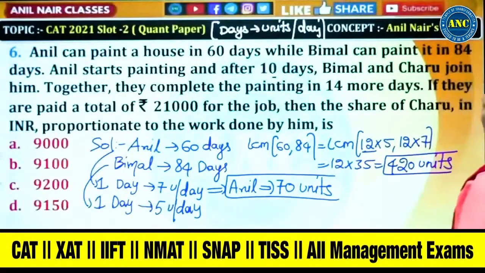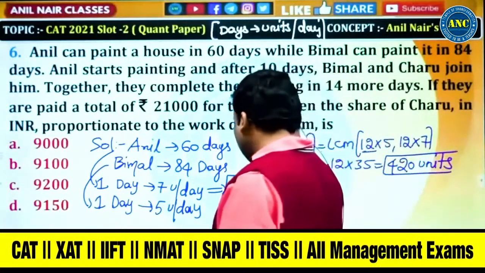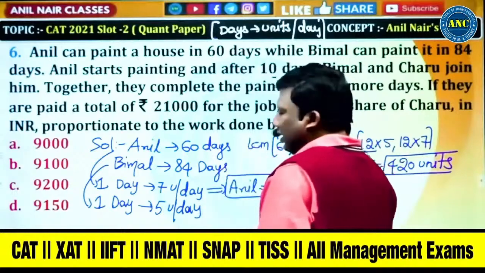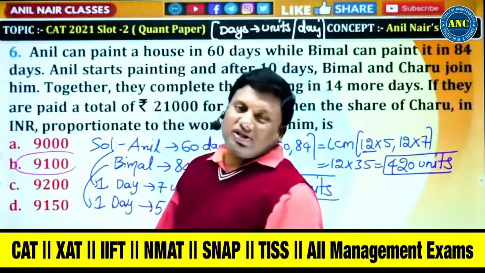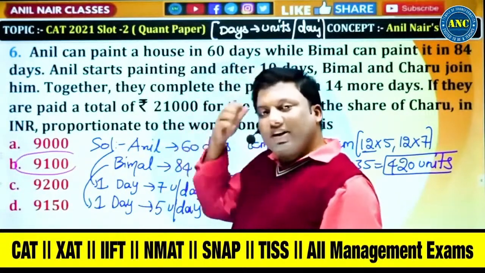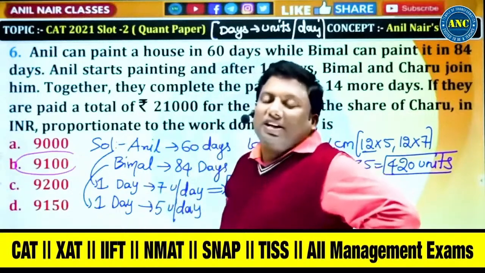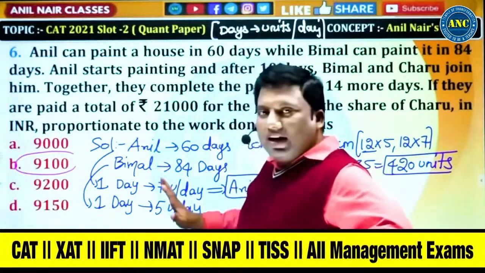What is the share of Charu? One day 13 units. Answer should be a multiple of 13. 9,000 is not a multiple of 13. 9,200 is not a multiple of 13. 9150: 13 sevens are 91, 50 is not a multiple of 13. I hope the idea is clear.